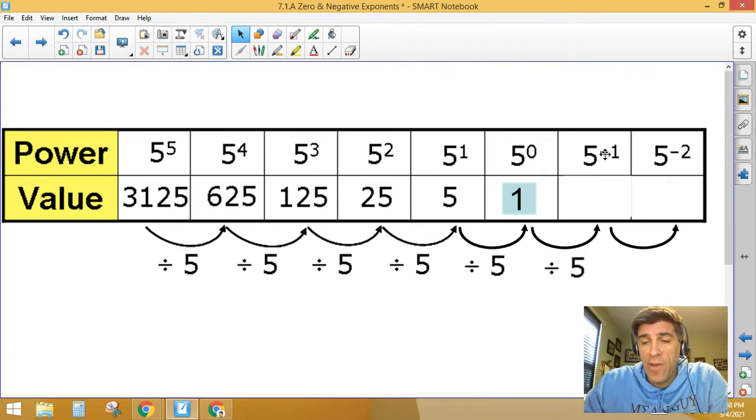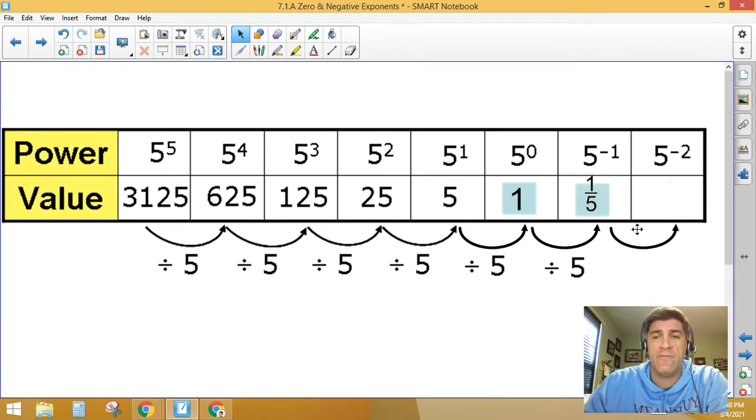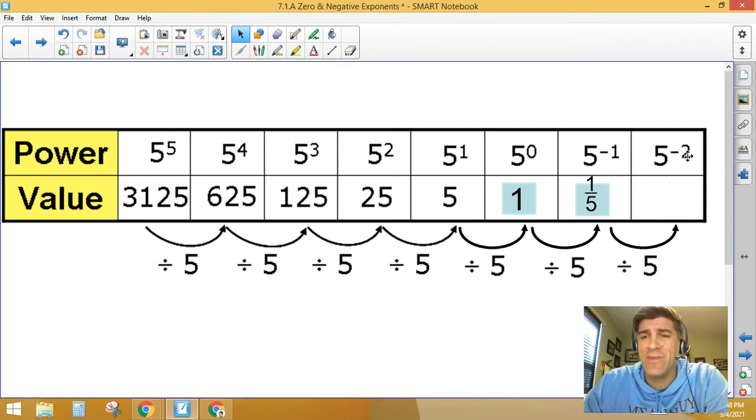We're going to continue the pattern. If I decrease my exponent by 1, 0 minus 1 gives me negative 1, an exponent of negative 1. What do I get if I divide 1 by 5? I'm going to get some kind of decimal, but I want you to think of it as a fraction, just 1 over 5. What if I continue? What about 5 to the negative second power? I don't say negative squared, that's not really a thing. To the negative second power. Well, if I divide by 5 again, I get 1/25.